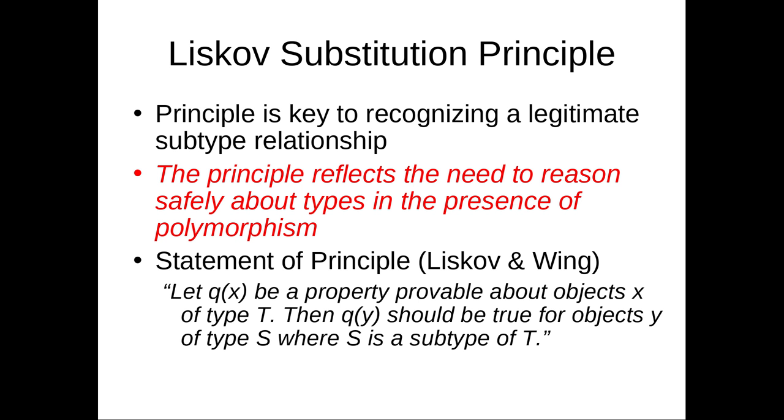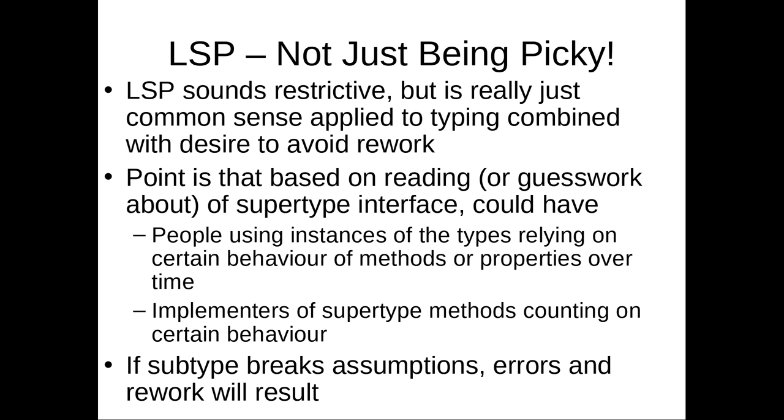And the Liskov substitution principle states, accordingly, let Q of X be a property provable about the supertype. Then that same property should be true for subtypes. If we're counting on a feature, a property, a guarantee for a supertype, then all subtypes need to guarantee that same property. It may sound picky, but it's just common sense. It's just like that FedEx thing.